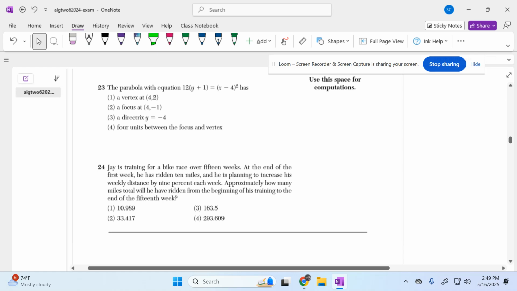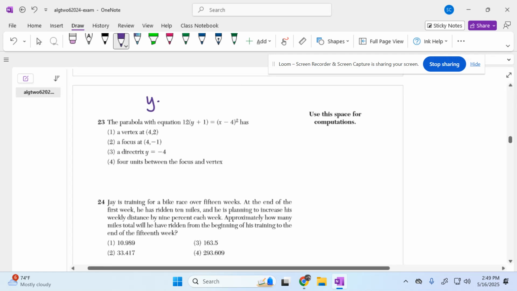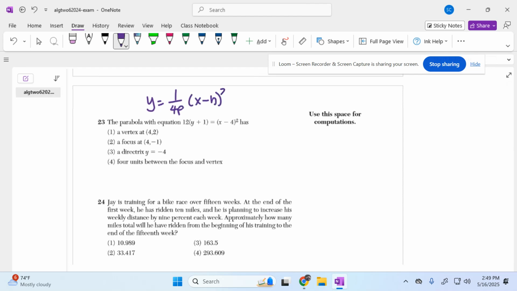Number 23 gives us a parabola, and then it asks us about the vertex, the focus, the directrix, something like that. So whenever we think focus and directrix, we want our equation in this form, where h comma k is the vertex, and P is the distance from the vertex to the focus and the directrix. So if P is negative, it's below. If P is positive, it's above.